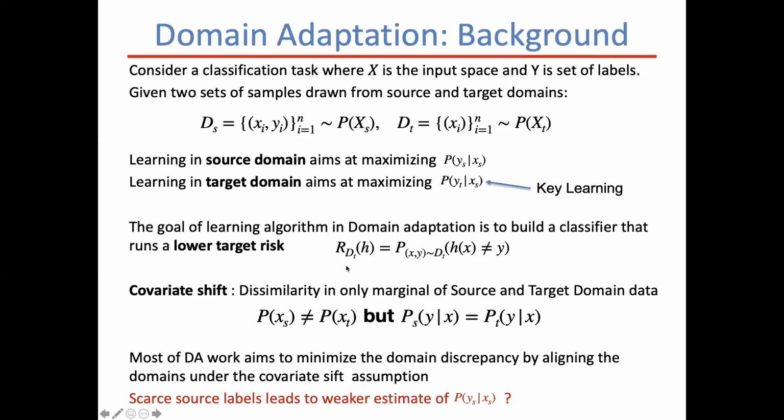One of the very important concepts in domain adaptation is covariate shift. Covariate shift talks about the dissimilarity in only the marginals of source and target domain data, not the conditionals, which we often use for labeling. More precisely, Pxs is not equal to Pxt, but Ps y given x is equal to Pt y given x. Under such conditions, if we have a means to minimize the discrepancy of the marginals, we should be able to use that model to predict in the target domain despite not having labels. Most of our DA work aims at minimizing the domain discrepancy by aligning the domains under the covariate shift assumption we just talked about.